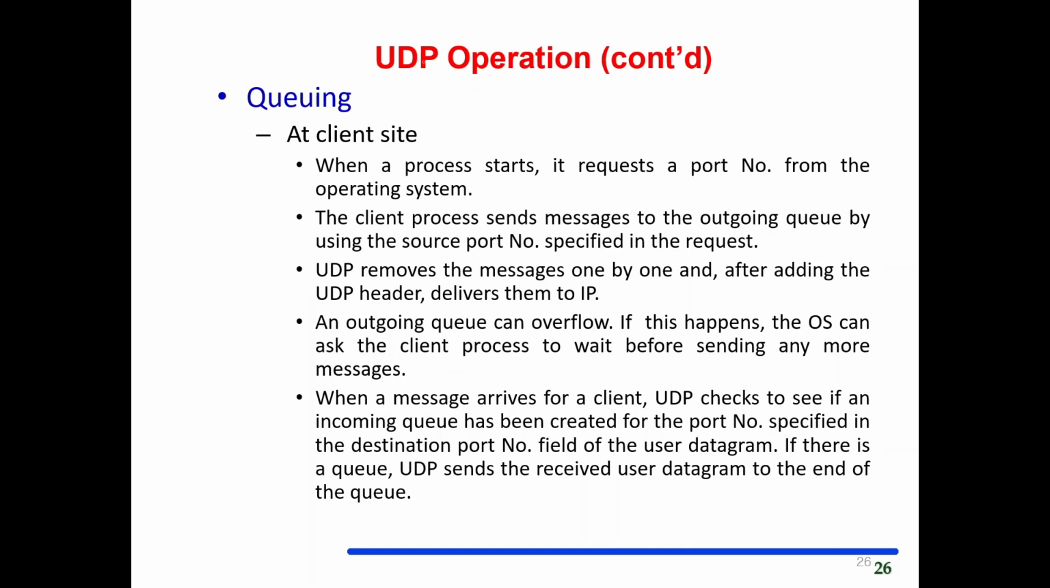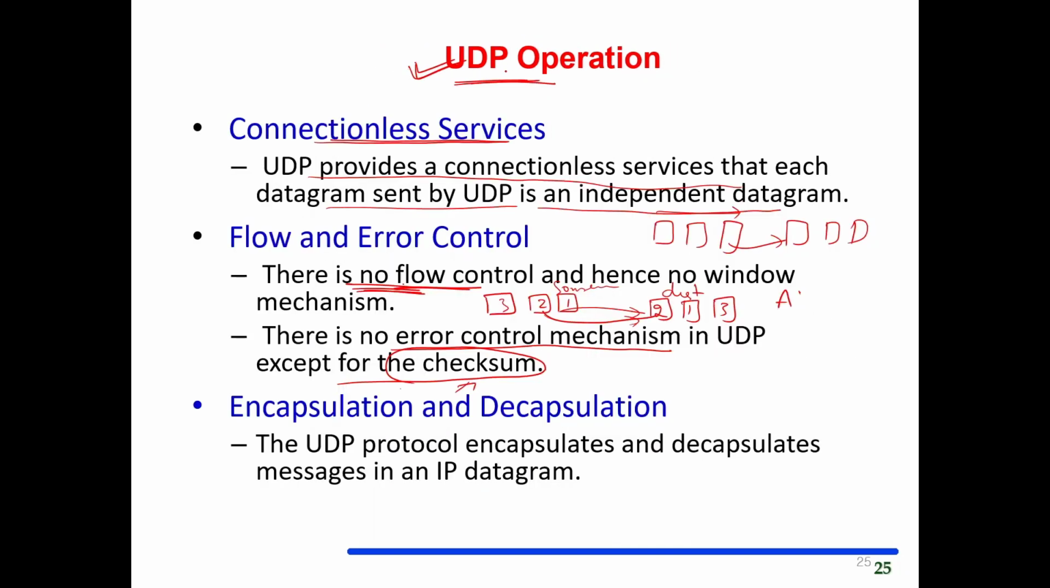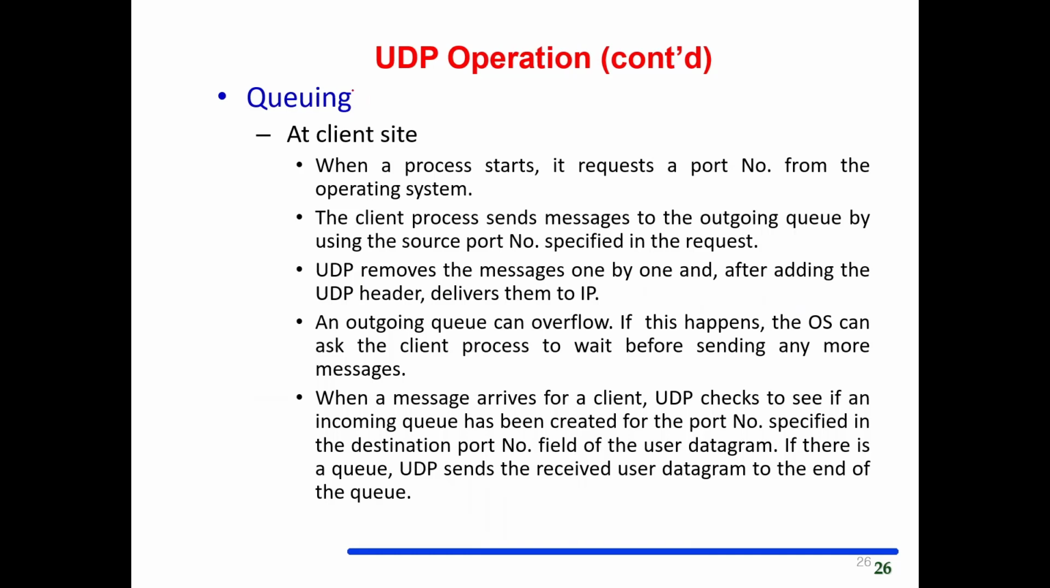As well as that, there is the UDP operation, which also has the queuing concept. Whenever you have two or three processes or services, each process will be served. You can see there are steps in the queuing. At the client side, when a process starts, it requires a port number. Every time there is a process, some port number will be assigned. Depending on the process you are requesting, it will request the operating system for a port number.